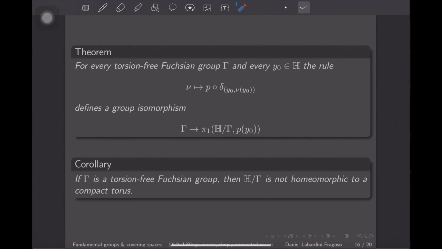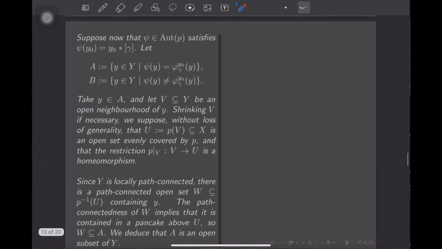which is that if you give me a torsion-free Fuchsian group, and you give me a point in the hyperbolic plane, so this would be like my point y naught in the theorem that I just described, then I have a group isomorphism between my given Fuchsian group and the fundamental group of the orbit space. Now, why is this a consequence of the previous one? Well, let me move back to the statement.